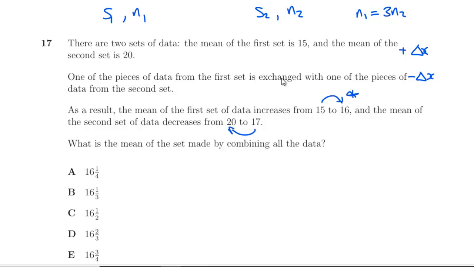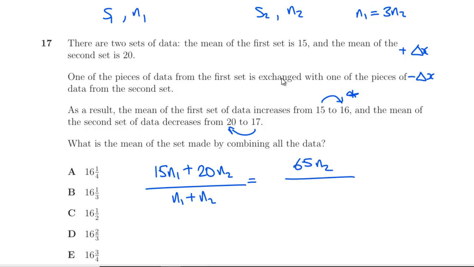And I want to get the mean of all of it. So that will be, well, 15 times N1 gives a total of set 1, plus 20 times N2, and I divide that by N1 plus N2. So N1 is 3N2, so that's 45, 65 N2 over 4 N2. Cancel those and then get 16 1/4, A.